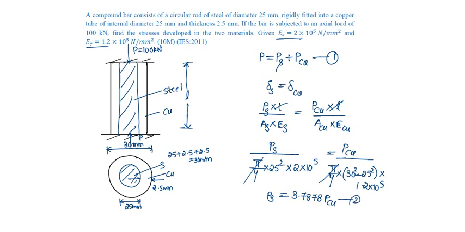From substituting this in first equation, P is given as 100 into 10 power 3 in newtons, or we can put it as 100 only in kilonewtons. We'll obtain PS and PCU in kilonewton. Solving, we get load in copper as 20.886 kilonewton and load in steel as 79.114 kilonewton. It is required to find stresses.